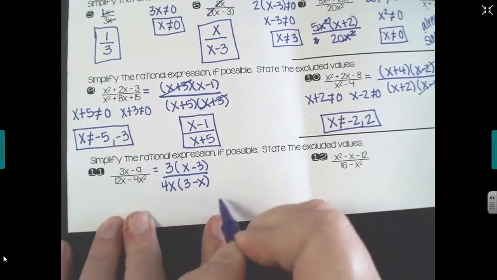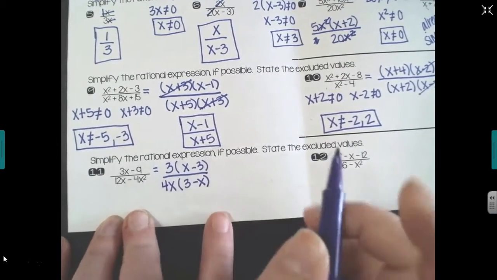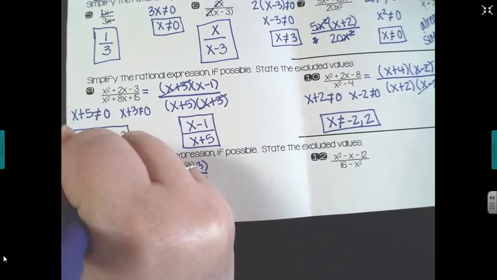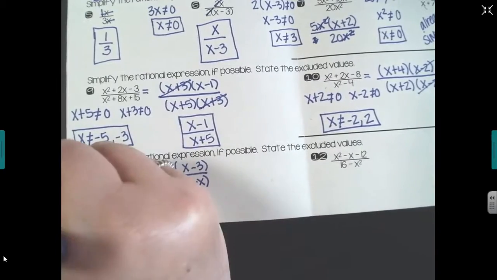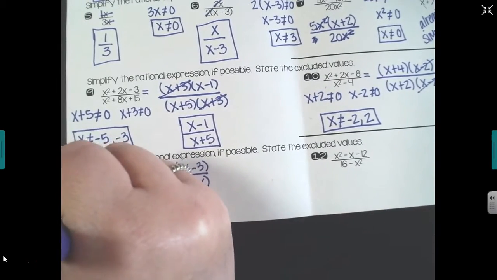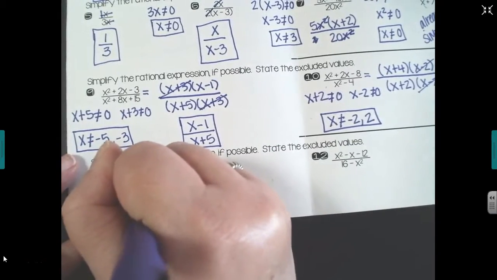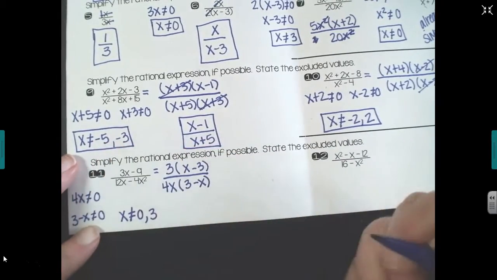Okay, so you'll notice here, now we have, well, first, exclusions. 4x cannot equal 0, and 3 minus x cannot equal 0. So that means x cannot equal 0 or 3.